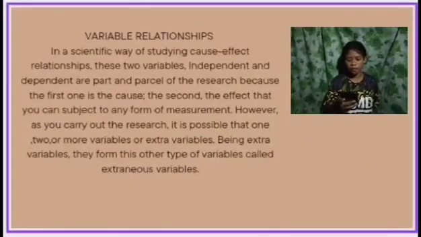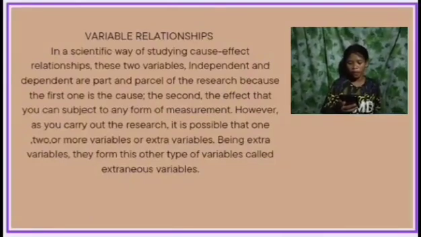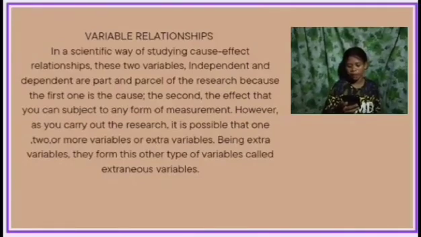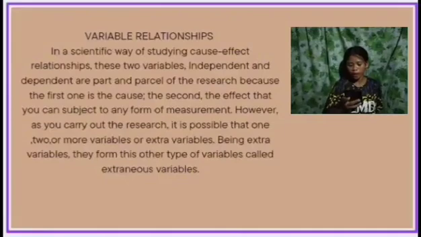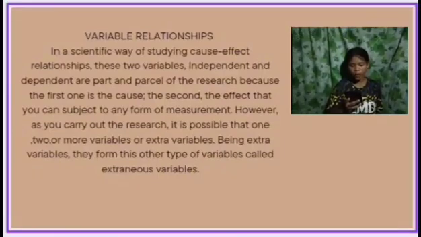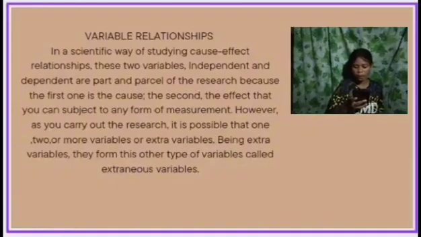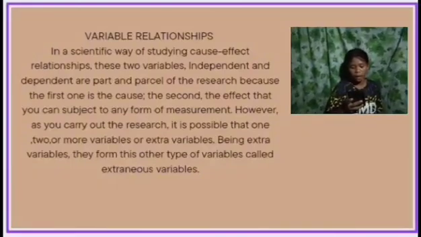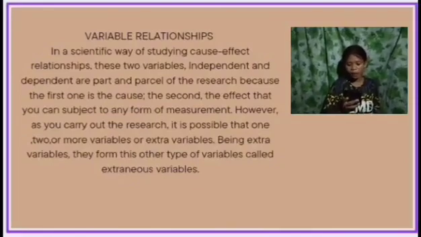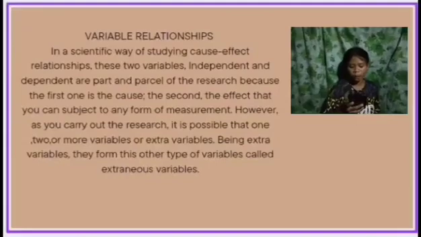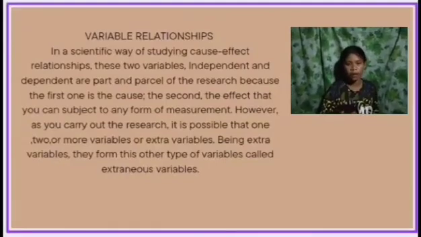Second, variable relationships. In a scientific way of studying cause-effect relationships, these two variables, independent and dependent, are part and parcel of the research because the first one is the cause and the second is the effect that you can subject to any form of measurement. However, as you carry out the research, it is possible that one, two, or more extra variables crop up to create an impact on the relationship between the independent and dependent variables. Being extra variables, they form another type of variables called extraneous variables.